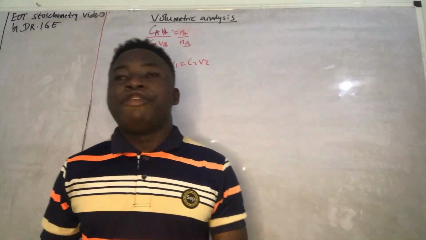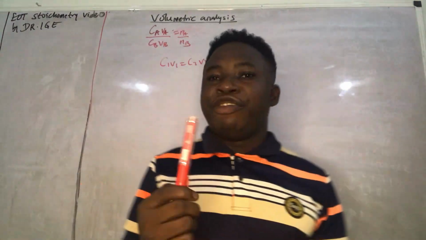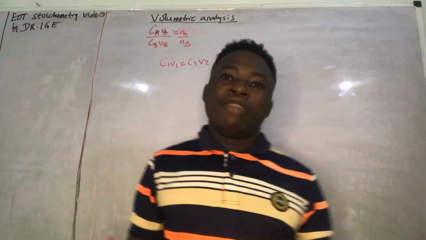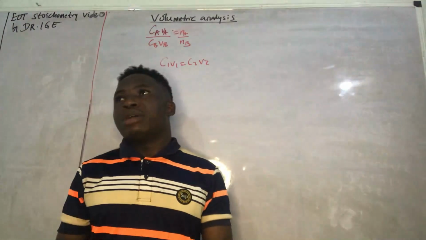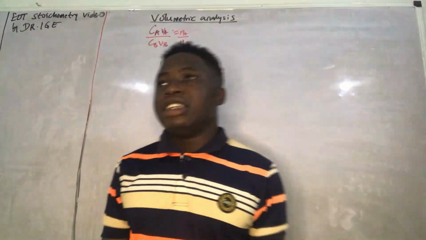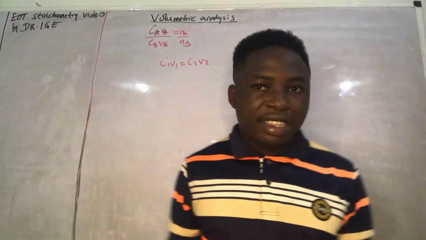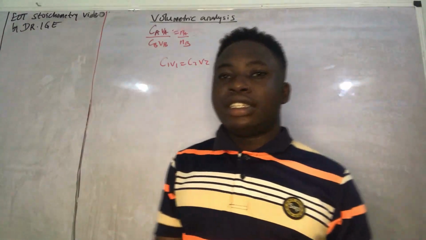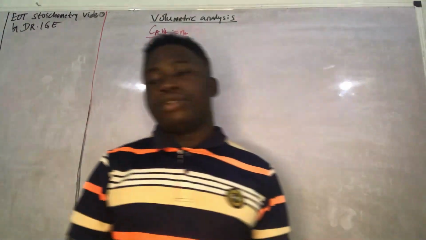Now the volume of the base most times is always known, because the volume of the pipette that you are using is always calibrated. You see that it is calibrated as 20 cm³ or 25 cm³. Just like carrying a bucket: if the bucket is 25 liters, it cannot carry more than 25 liters when full. That's just the standard. So please take note, when it comes to volumetric analysis, a solution whose concentration is known is called a standard solution.